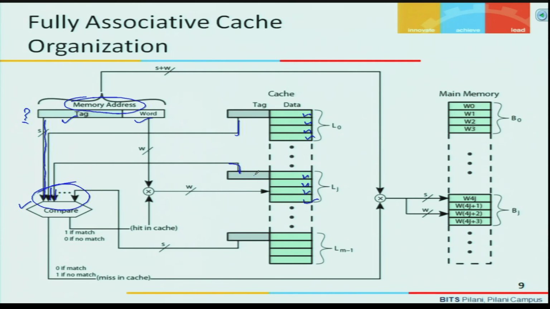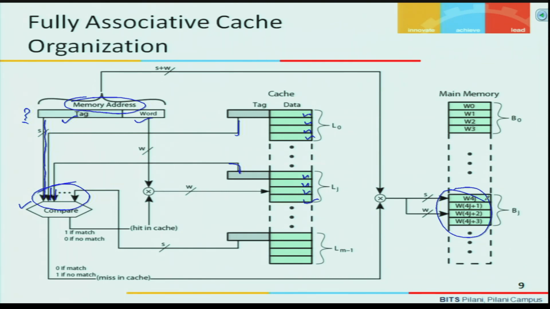That word can be transferred to the processor, and if it is not available, that is, no tag matches the tag of the address generated by the processor, in that case that word has to be taken from the main memory. It has to be simultaneously transferred from the main memory to the cache as well as provided to the processor.